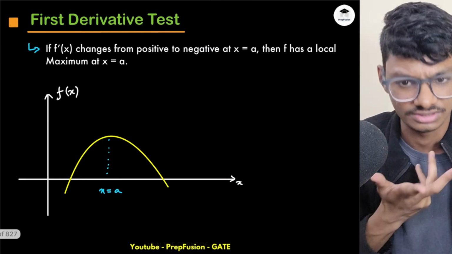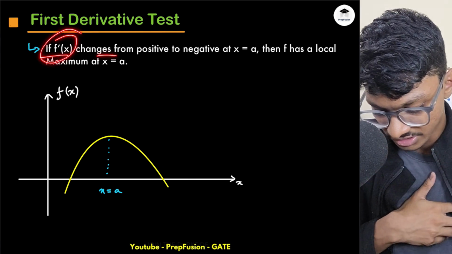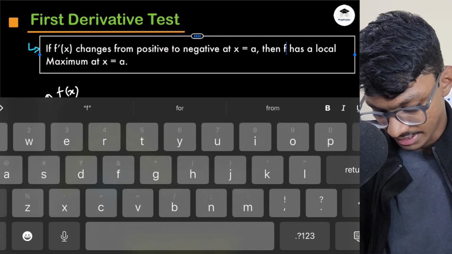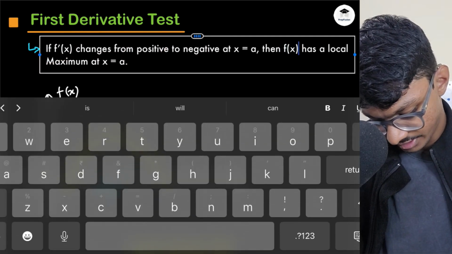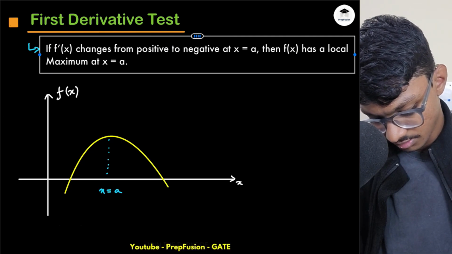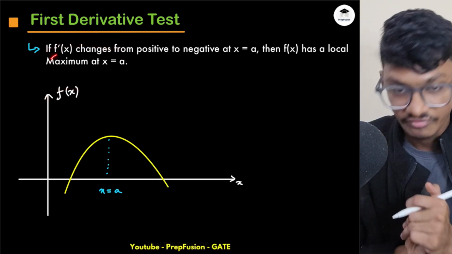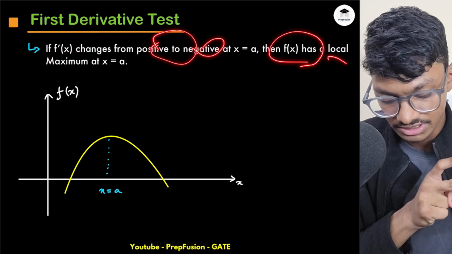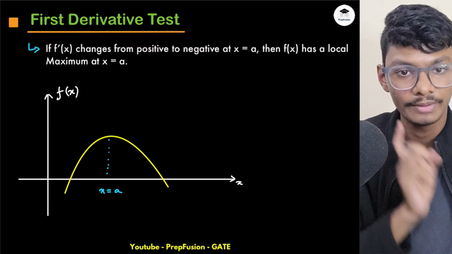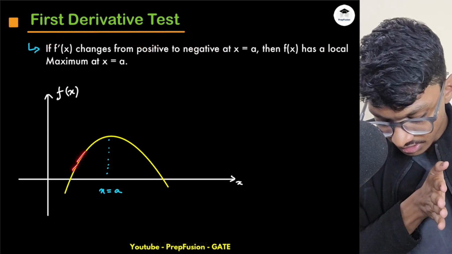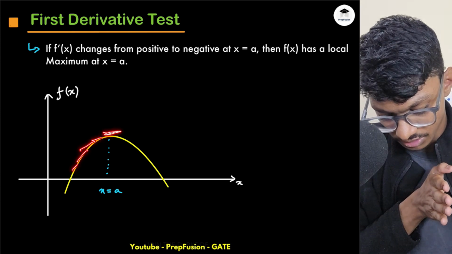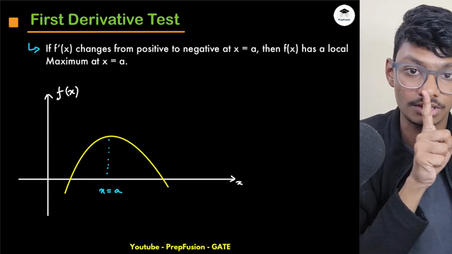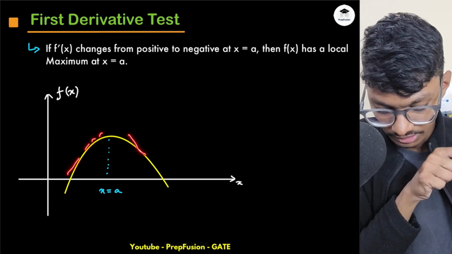So what is the first derivative test? Basically, if f dash of x changes from positive to negative at x equals a, then f of x has a local maxima at x equals a. Why is it the case? Because here my slope is reducing, going to 0, then it reduces further. The important point is it was positive, then it became negative.